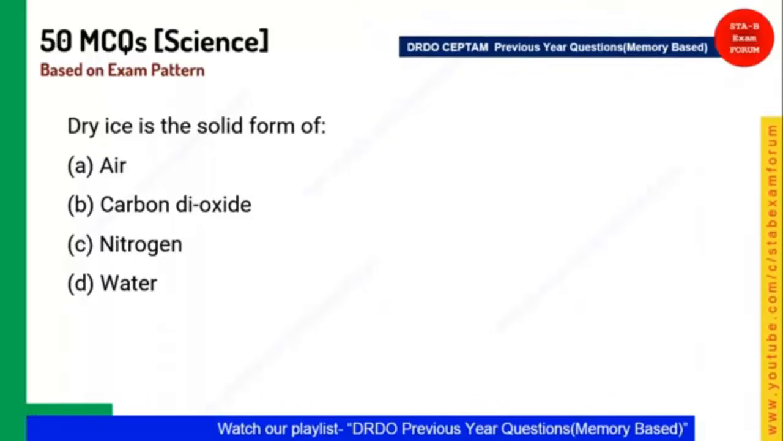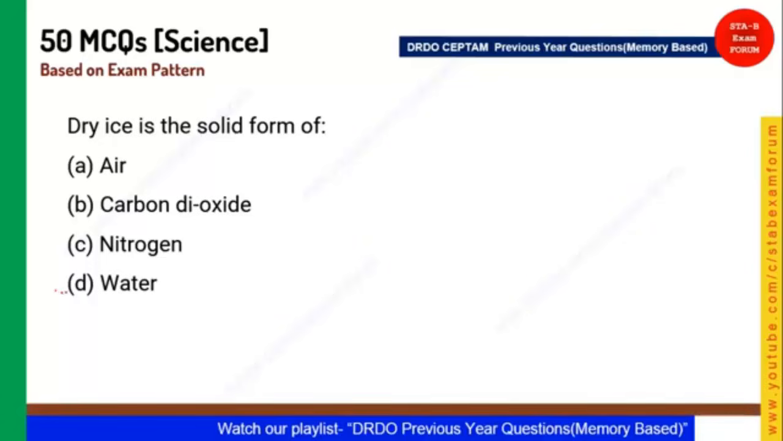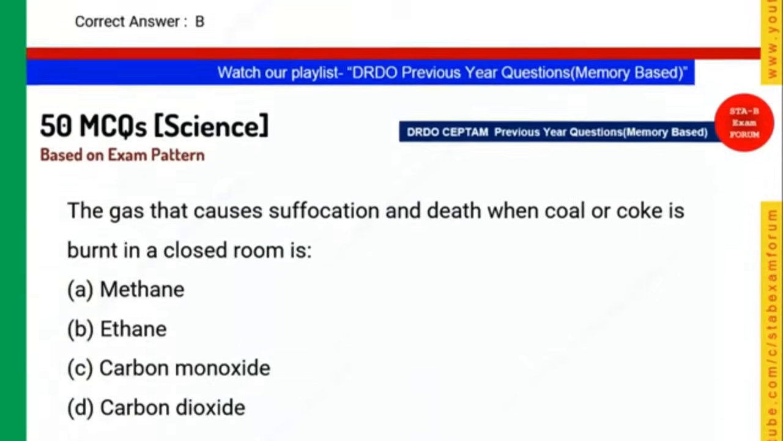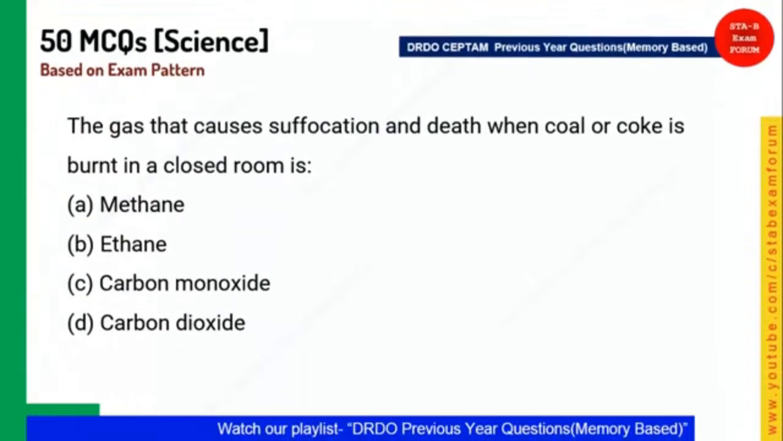Dry ice is a solid form of what? Student, don't make the mistake of choosing the option water. Water is not dry ice, even though the terminology says dry ice. Actually it is solid carbon dioxide, and it converts through a process called sublimation, that you might have heard of. So option B is the right answer. Coming to the next question.